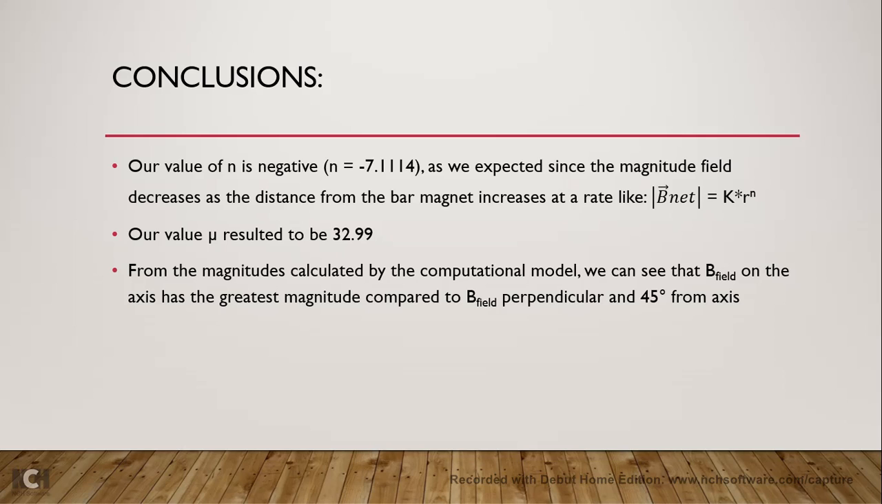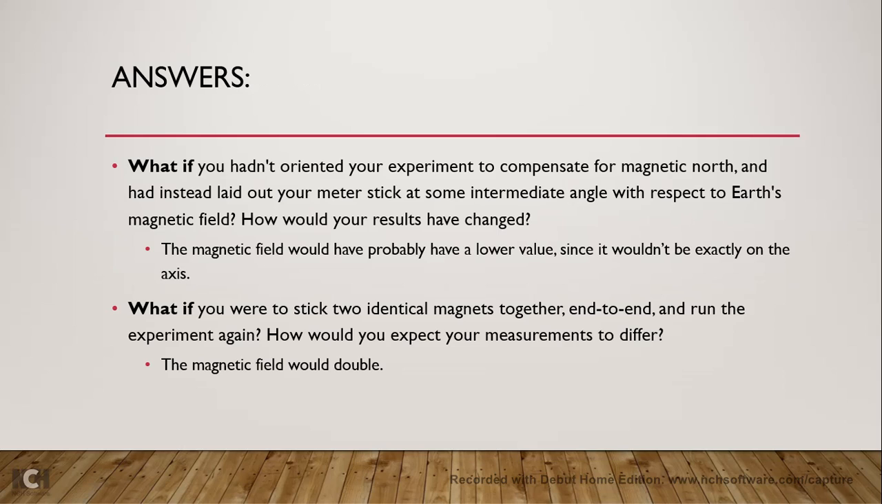From the magnitudes calculated by the computational model, we can see that B field on axis has the greatest magnitude compared to B field perpendicular and 45 degrees from axis. If you didn't consider the magnetic north, we'd probably have a lower value since it will be exactly on the axis. And if we stick two identical magnets together end to end, the magnetic field will double.